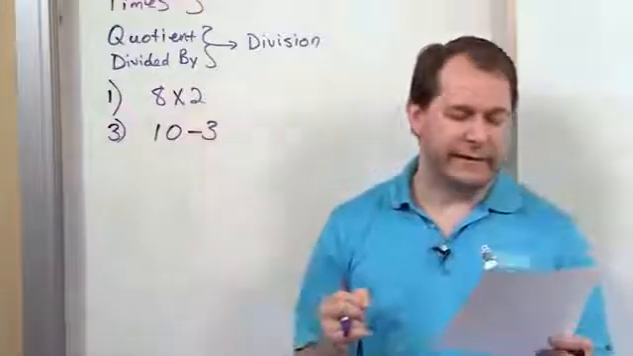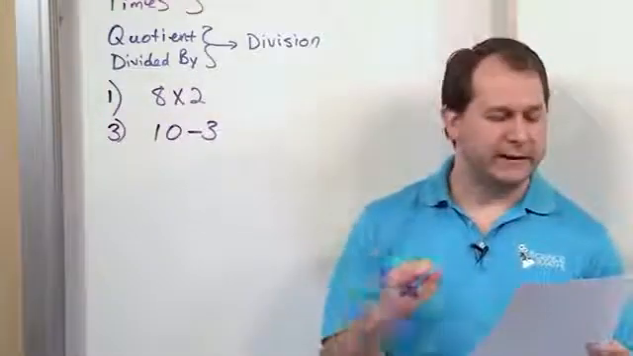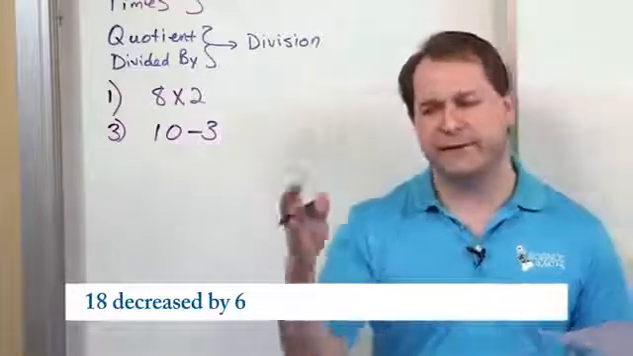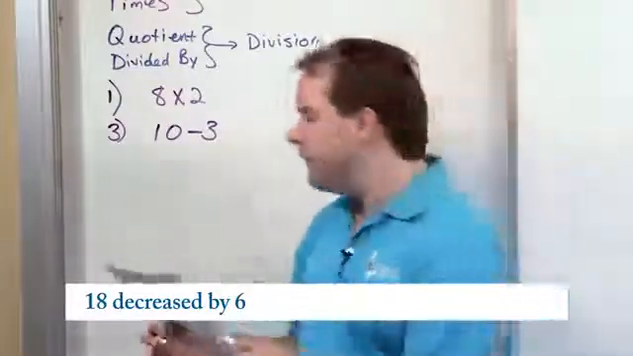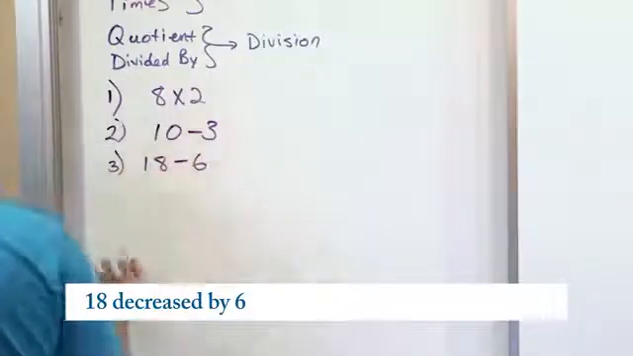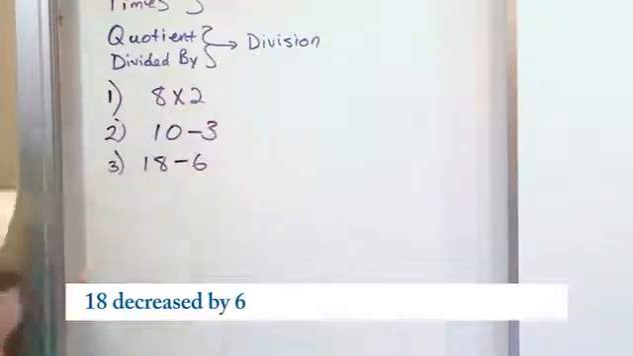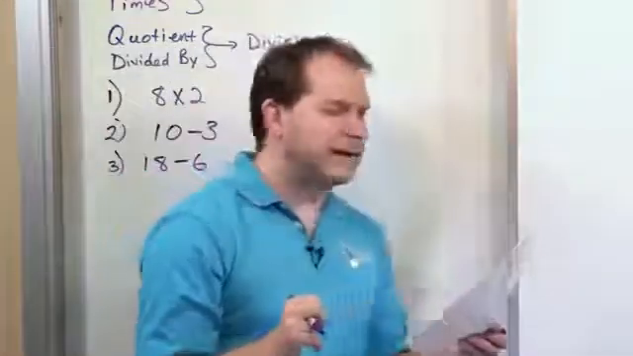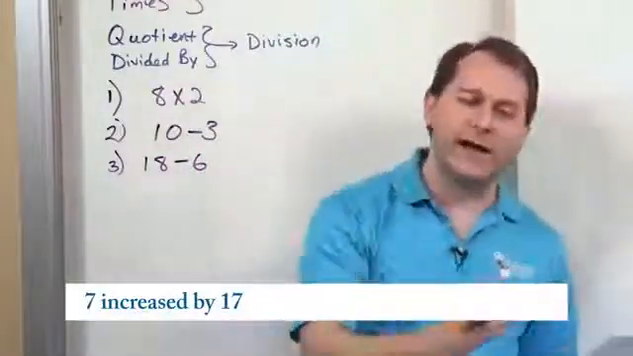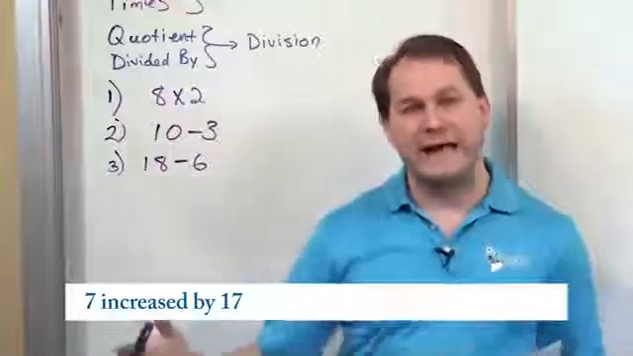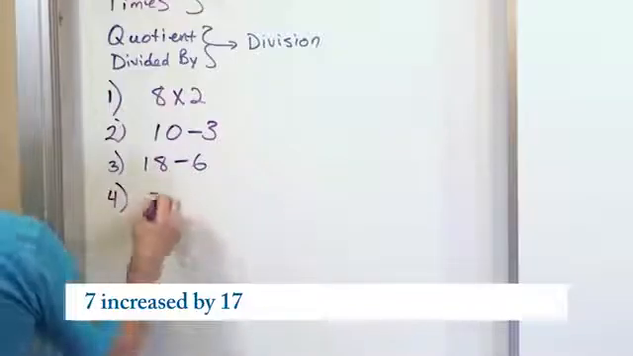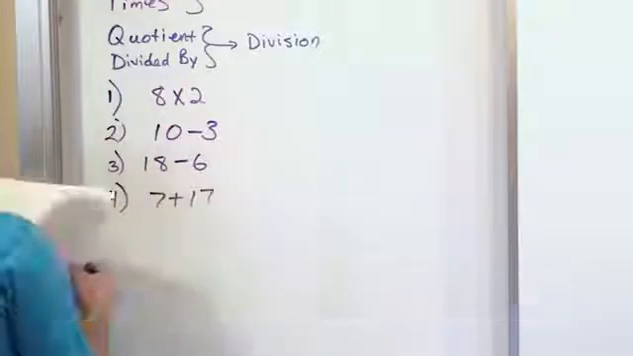Now another way you might see subtraction is, for instance, the next one, 18 decreased by 6. You think about it, the idea of decreasing something means to subtract. So if we have 18 decreased by 6, 18 decreased by 6 would be 18 minus 6. So far all of these are just single operations. All right, but what if we had something like 7 increased by 17? So if you're decreasing, you're taking something away. If you're increasing, then you're adding something. So for one like that, it would be 7 increased by 17 would be 7 plus 17.